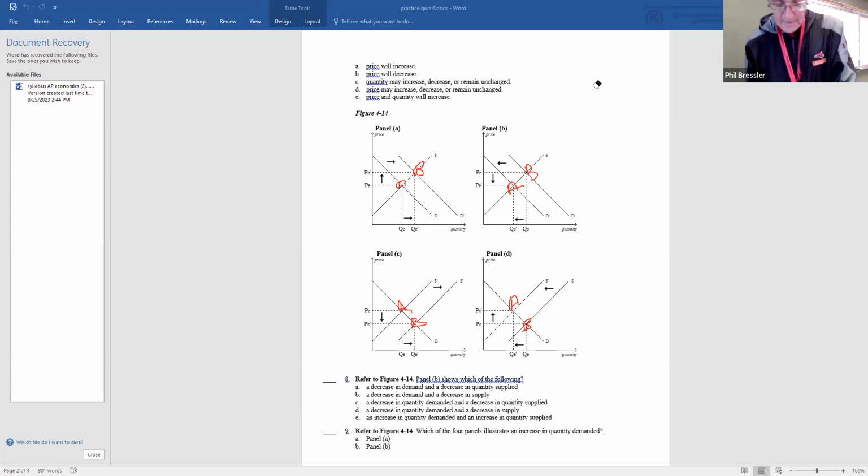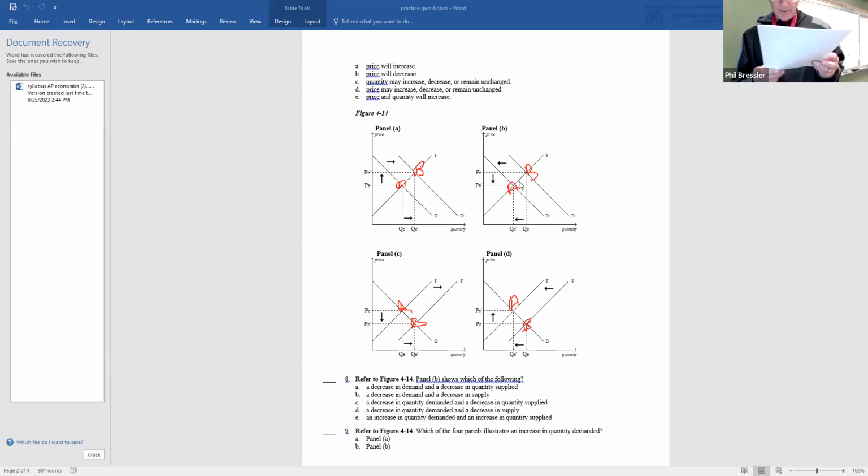Question number 8 is, refer to panel B, which of the following is? So I go to panel B, I know there's a decrease in demand, right? Because it's pointing left. I'm sliding from B to A, so it's a decrease in demand and a decrease in quantity supplied. So A, as in alpha, is my answer.